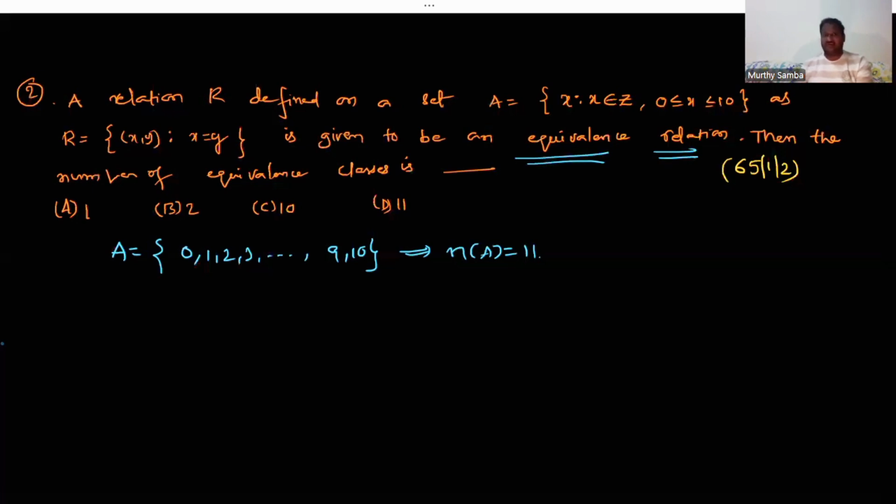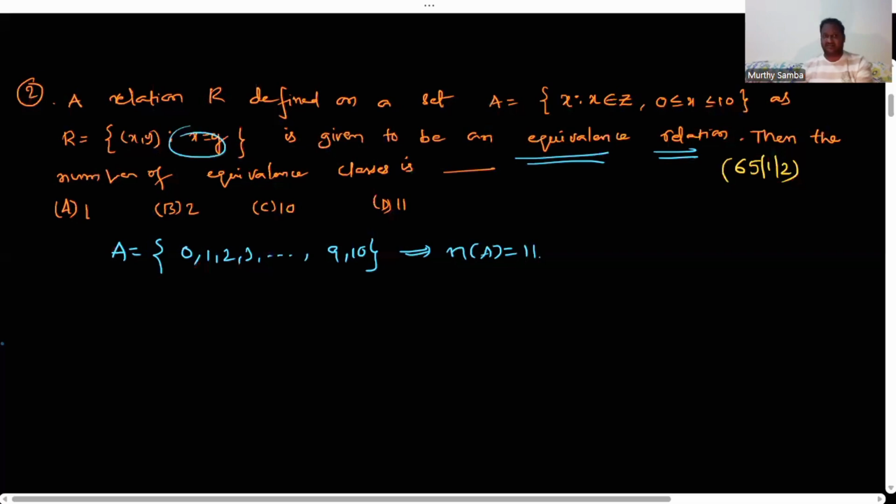Then the number of equivalence classes. See, the relation is given as (X, Y), right? Then how can you write R? R is equal to the set containing (1, 1), (2, 2), (3, 3), (4, 4), and so on, up to (10, 10), right? So this is of course an equivalence relation because it is purely a reflexive relation.